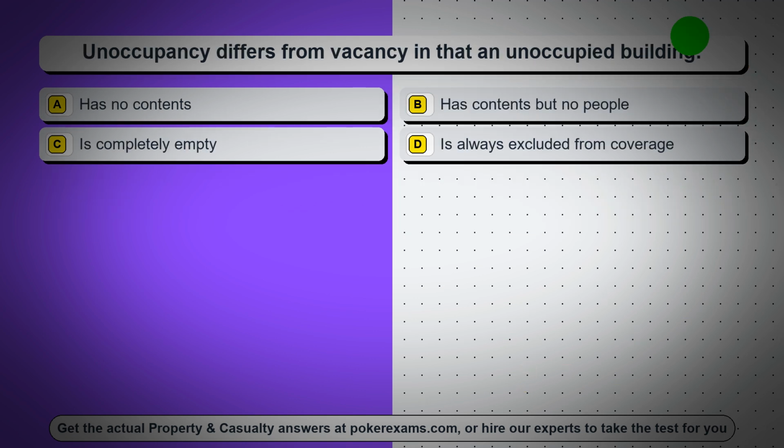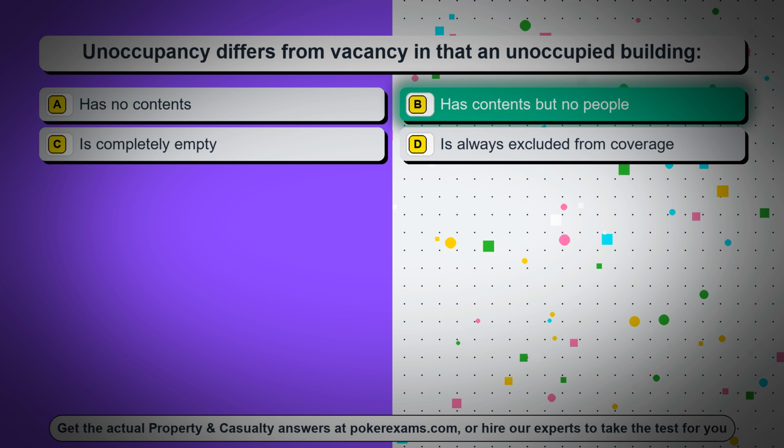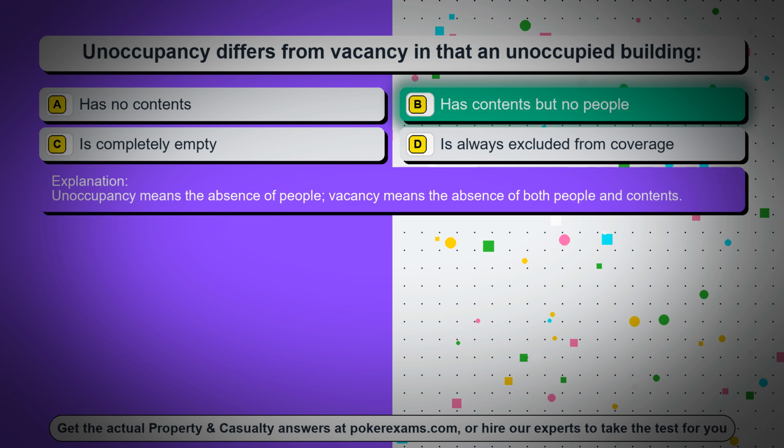Question 42. Unoccupancy differs from vacancy in that an unoccupied building: Option A, has no contents. Option B, has contents but no people. Option C, is completely empty. Option D, is always excluded from coverage. The correct answer is option B, has contents but no people. Unoccupancy means the absence of people, vacancy means the absence of both people and contents.